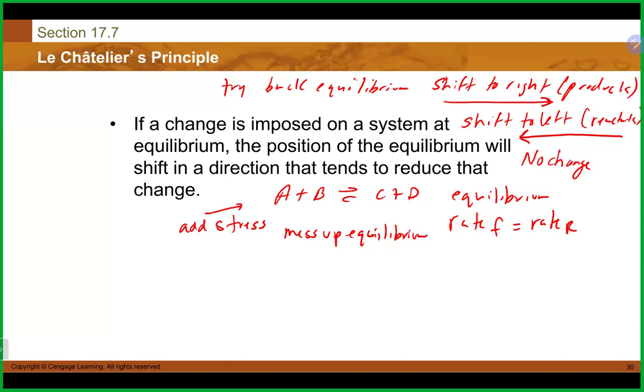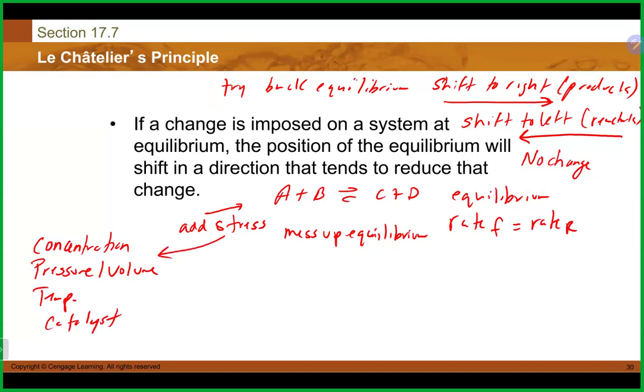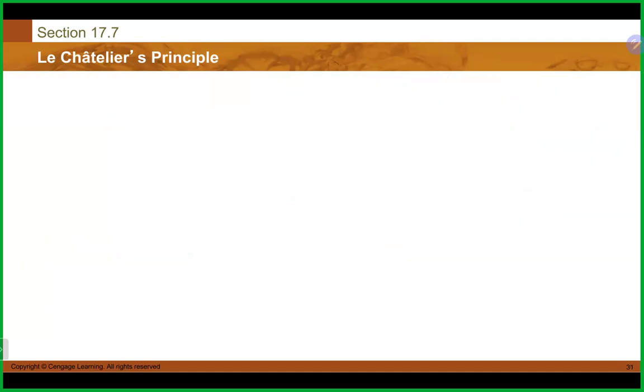We ran through at the end last time the different stresses that you could add. There's, again, concentration. There is pressure and volume if you're dealing with gases. There's also temperature, and there's a catalyst. So these are common stresses that you could add to the system. What we're going to talk about today is going through each of these and talking about what happens to the equilibrium as we do that. So we're going to start with concentration first.